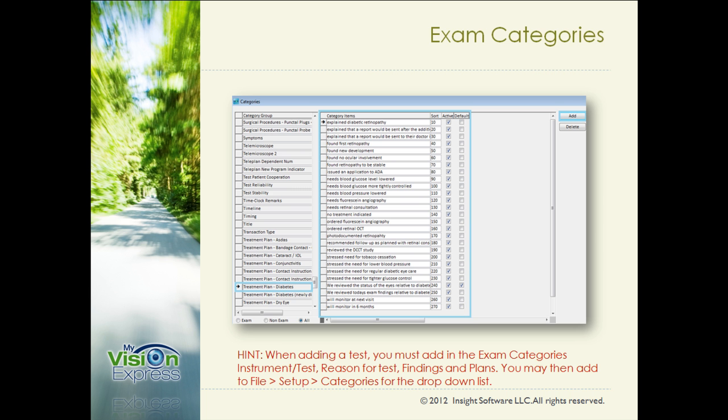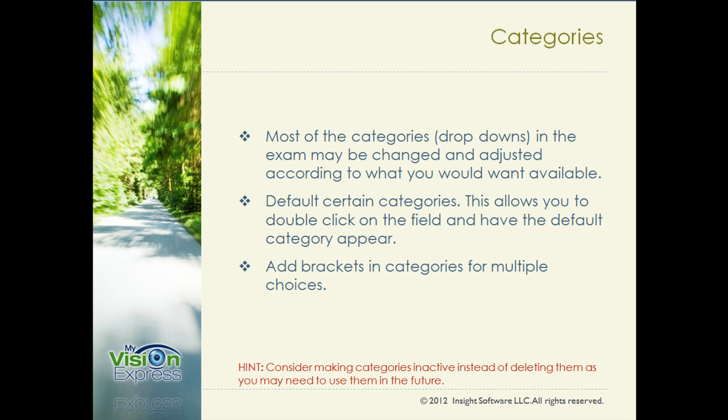The next setup is categories. Most of the categories or the drop-downs in the exam may be changed and adjusted according to what you would want available. You can default certain categories. This allows you to double-click on the field and have the default category appear. This is exactly what we did in the last example with the External tab. You can also add brackets in categories for multiple choices.